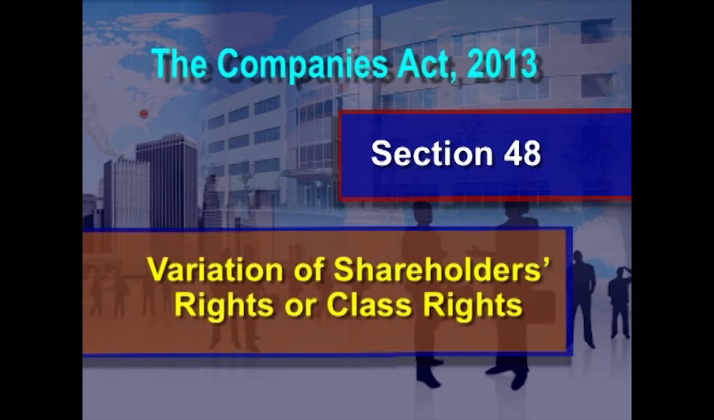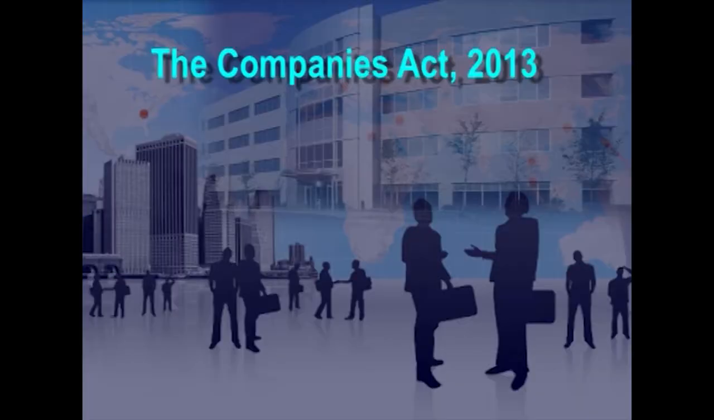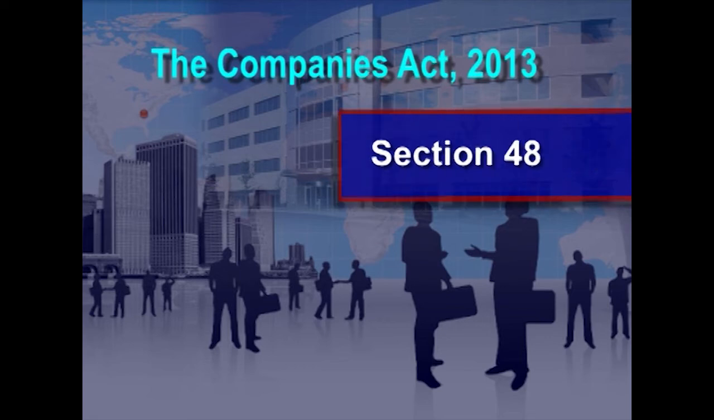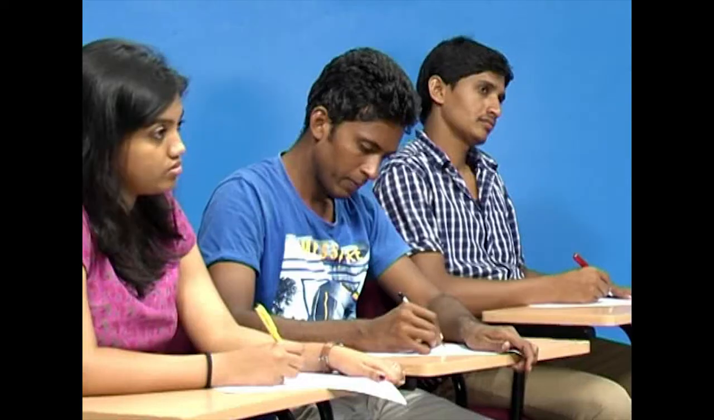Section 48. Variation of shareholders' rights or class rights. If the company proposes to change the rights of any class of shareholders, the company has to follow the procedure prescribed in Section 48 of the Companies Act 2013, and it is as follows. A. There should be a provision in the memorandum or articles of association of the company entitling it to vary such class rights.